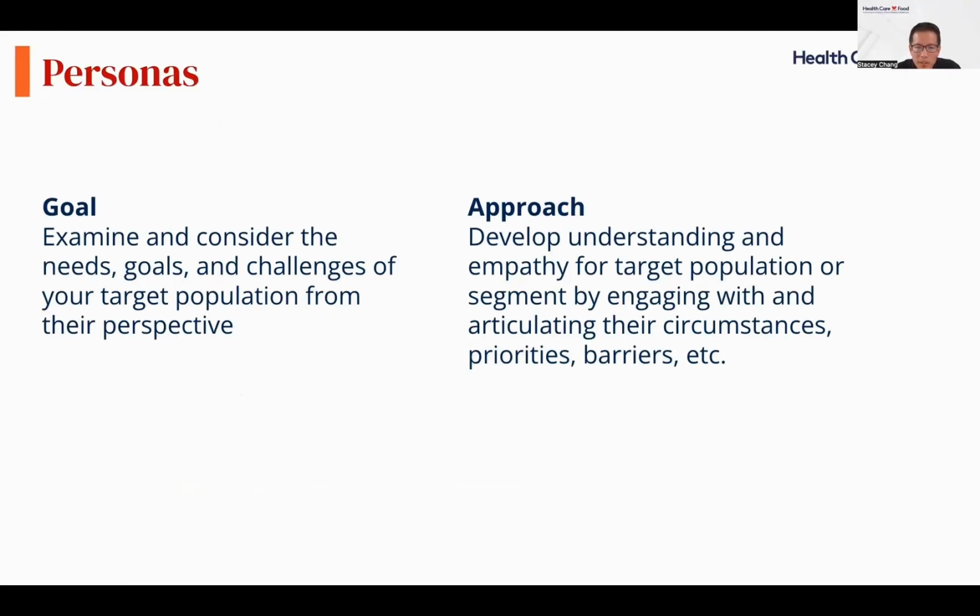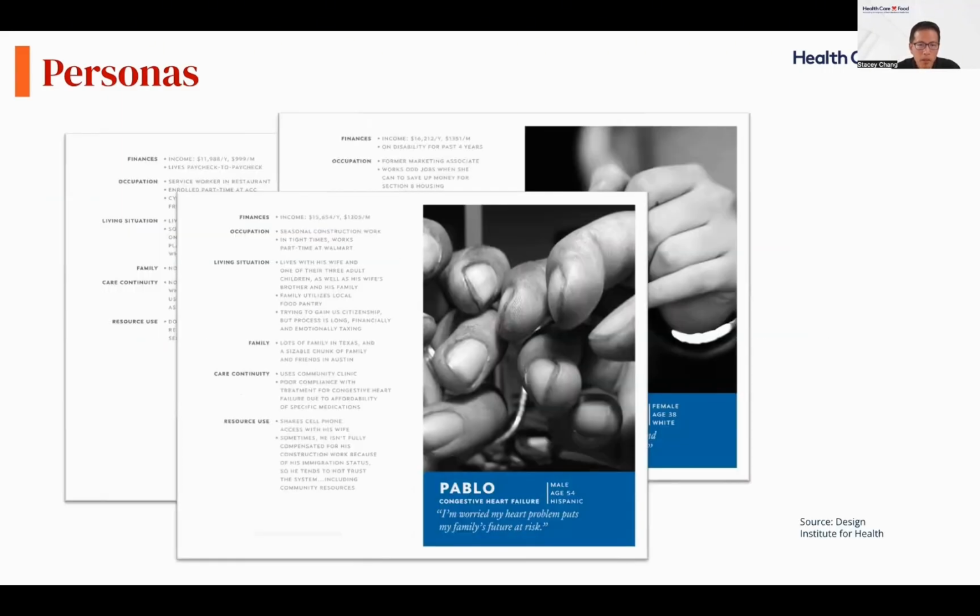The persona tool is intended to help us orient around the human, to bring the person front and center. What are their needs, their goals, and the challenges your target population faces from their perspective? The way we approach this tool is to develop understanding and empathy for different segments of your target population by articulating their circumstances, priorities, and barriers. Let me start with 2 examples.